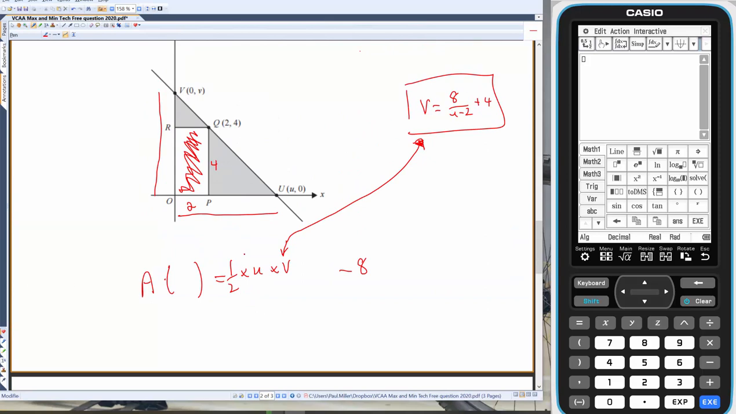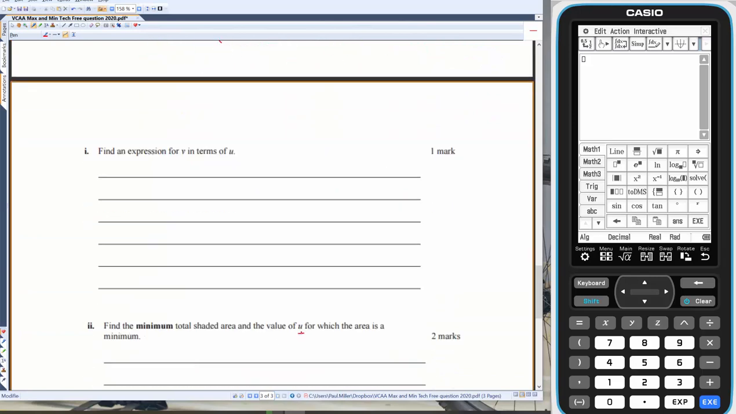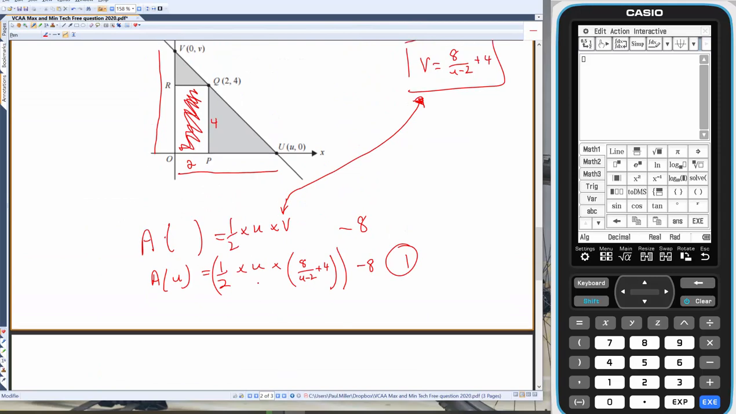So now I can actually write my function in full. It's going to be A of u equals a half times u times v, which is going to be 8 over u take 2 plus 4, all in brackets, and remove 8 from the result. So this is my area function now. Okay, so that is a difficult skill in itself and probably will get you maybe 1 mark in this problem. But now what we've got to do is differentiate that, solve it, and vet out a solution, because I think it said the value of u. So vet out a solution if there are indeed 2 solutions, which it certainly looks like there will be.